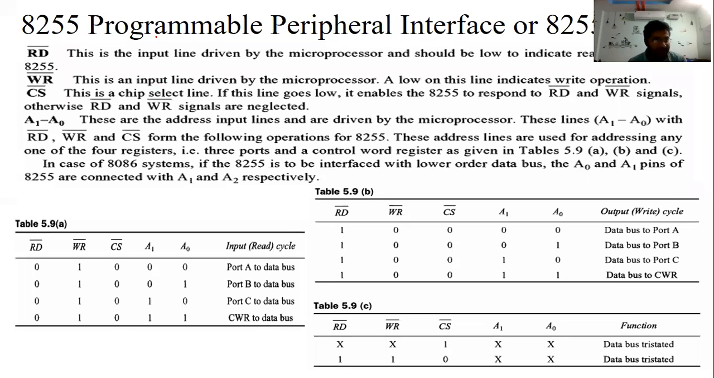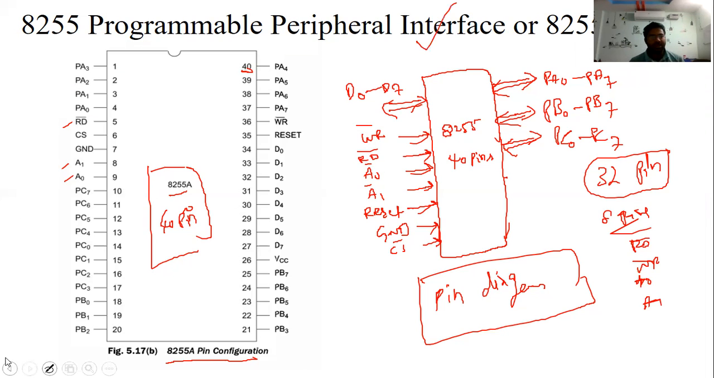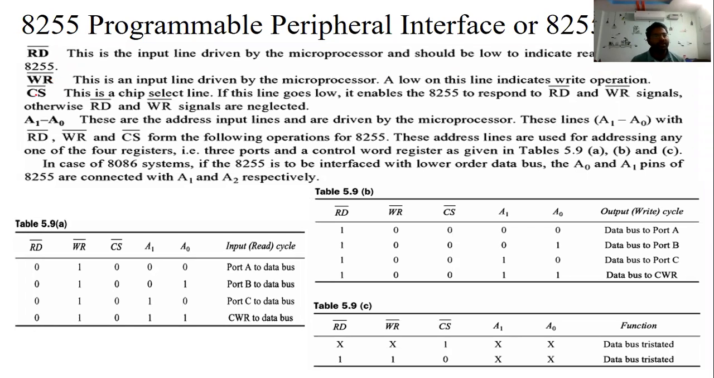Then see this. What is the RD bar? We already discussed PA, PB, PC. You know that RD bar is the read control, and WR is the write control. CS is the chip selection logic. Remember this point carefully: when CS goes low, it enables the 8255 to respond to read and write operations. It is 0. Only then does the 8255 respond to perform read and write operations.